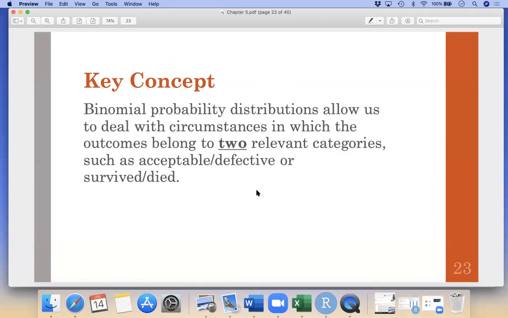First of all, we have a key concept about binomial probability distribution. It allows us to deal with circumstances in which the outcomes belong to two relevant categories, such as acceptable or defective, or survived or died. That means in binomial probability distributions, we have only two categories, like failure, success, or survive, died. Likewise, we have only two relevant categories for each and every outcome. Then we can use binomial probability distribution.